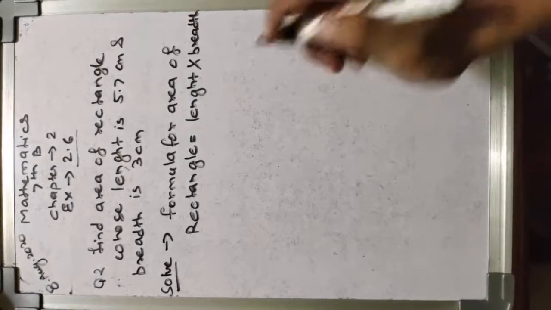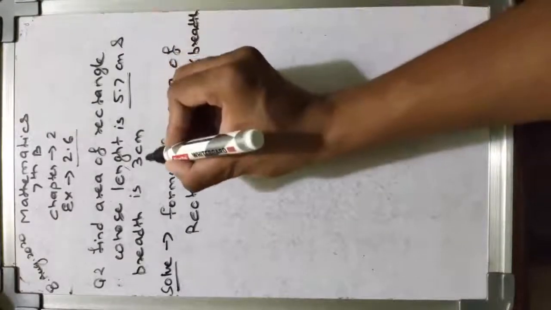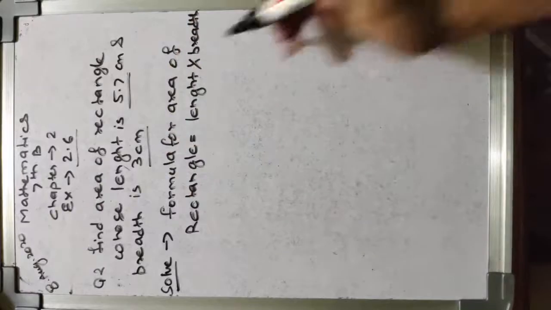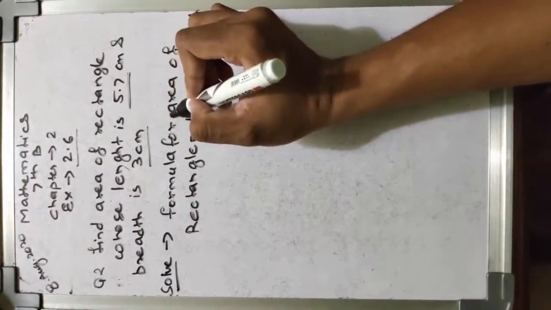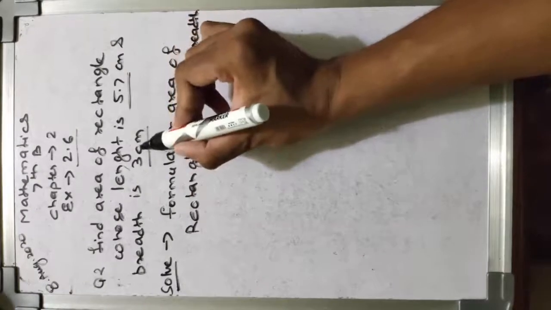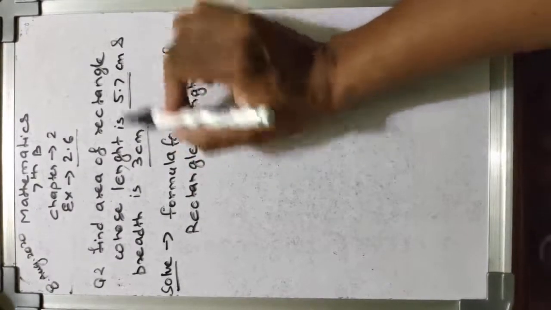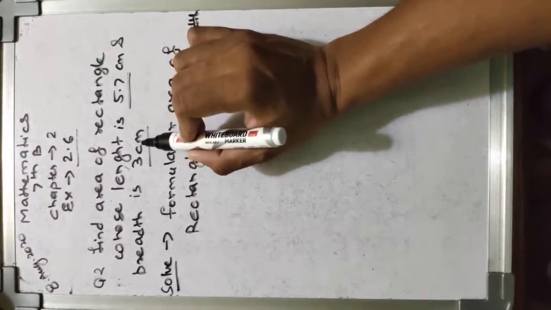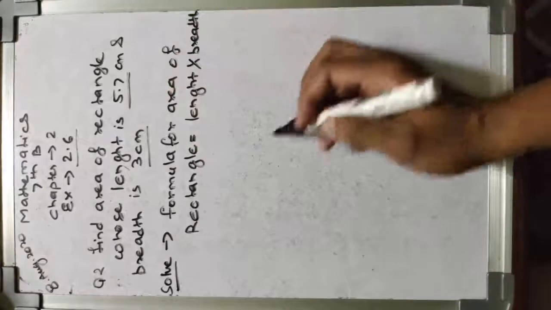In this question length is given 5.7 centimeter and breadth is given 3 centimeter. See, these two should be in same unit. What is the unit? This is centimeter, so length should be in centimeter. If length is in meter, this 3 should be in meter. Here both are centimeter, so we can directly multiply it.